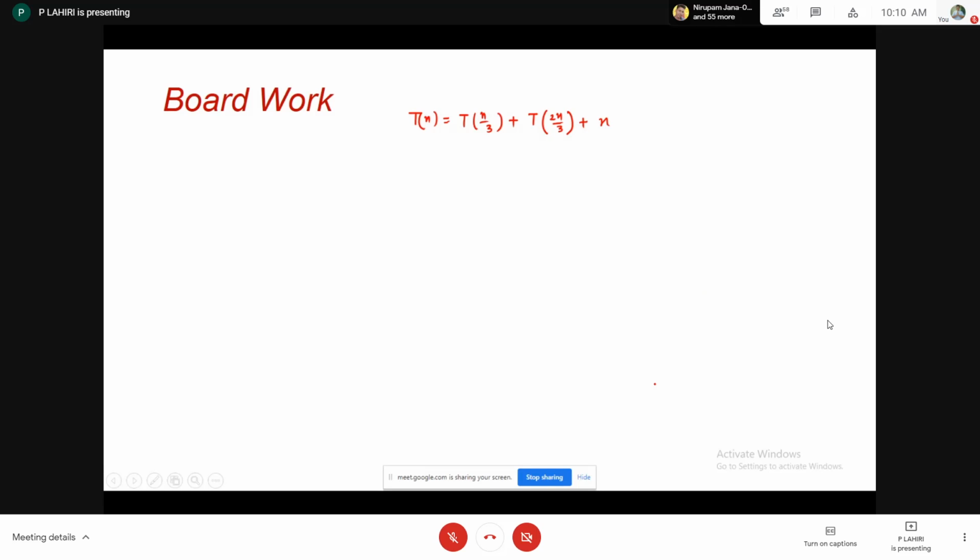First of all, tell me, is it recursion or not? Yes, sir, it is recursion, because T terms are on the right hand side with smaller inputs. Then identify the non-T term on the right hand side. What is it? N. So which one will be the root? N only. Very good. And what are the subtrees?